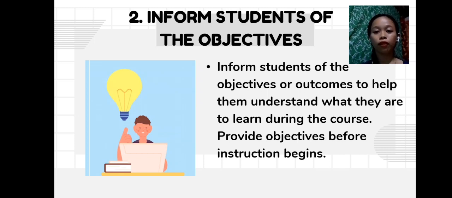Then, methods for stating the outcomes in our objectives. We need to describe required performance, describe criteria for standard performance, and have the learner establish criteria for standard performance.